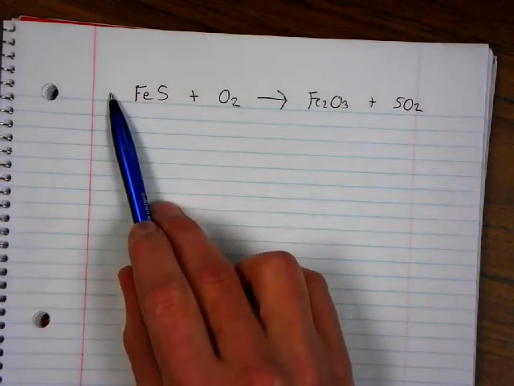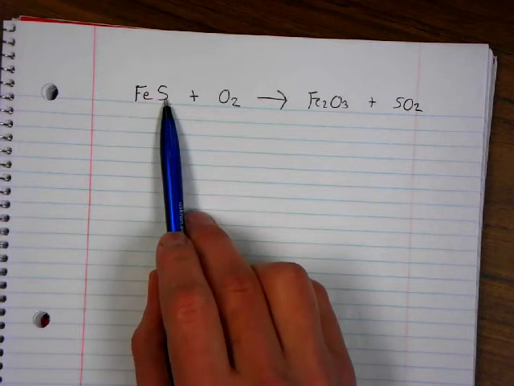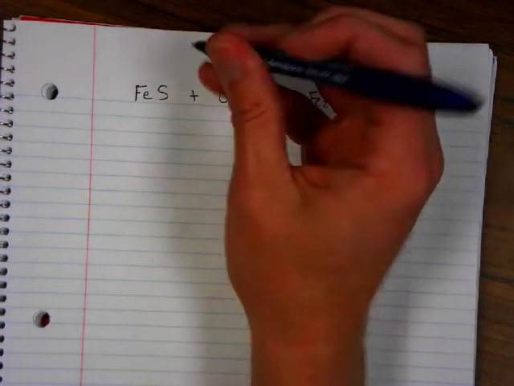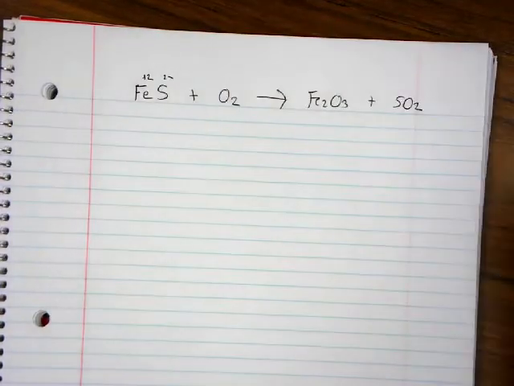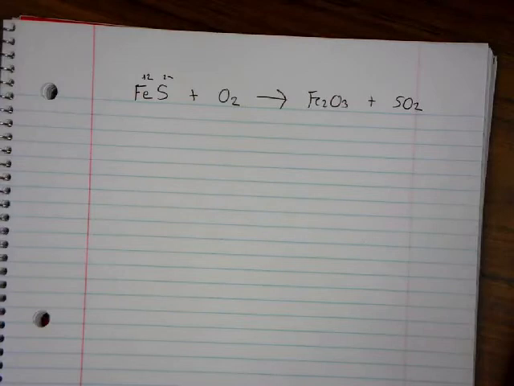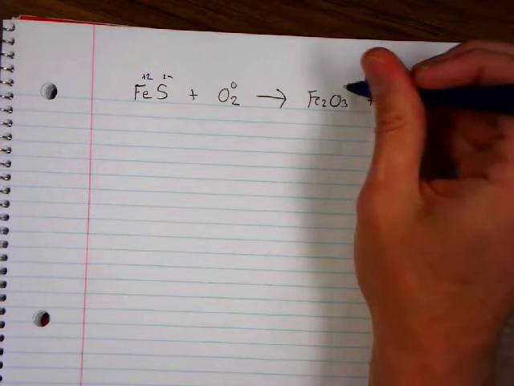Do you guys have your oxidation numbers assigned? I think so. Can I figure out iron's charge? No. Iron is a transition metal. Its charge changes, right? So we can't figure out iron. But I can figure out sulfur. Sulfur's going to be what? Minus 2. So this iron has to be plus 2.